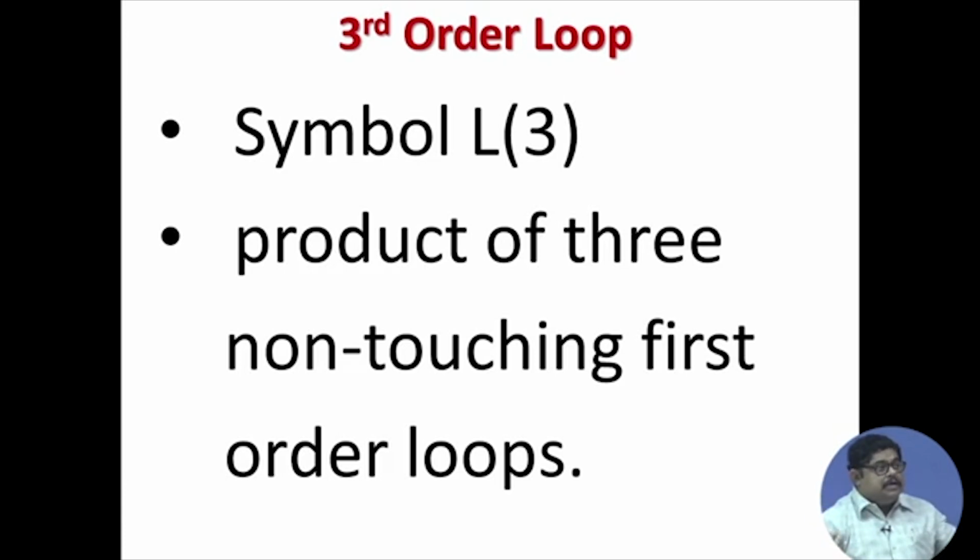So, in a network, as it gets more and more complicated, first you will have to identify the loops, that means you have identified all the first order loops, then you find out the non-touching pairs of loops, those are second order loops, then you identify the triplets of non-touching loops, that is the third order loop, then you identify quadruples of non-touching first order loops, that is called L4, etc., etc.